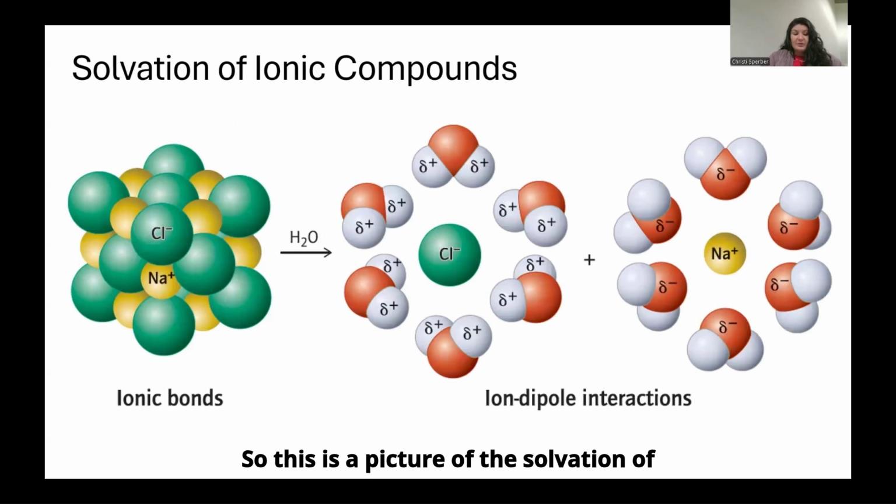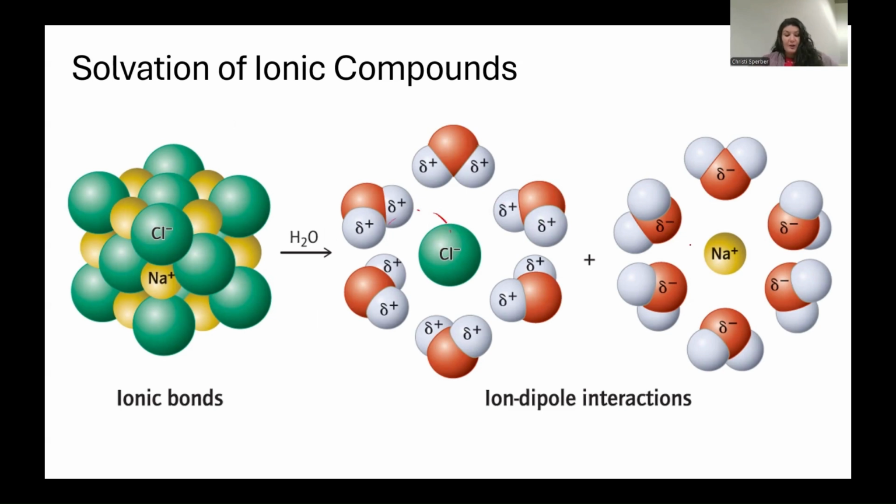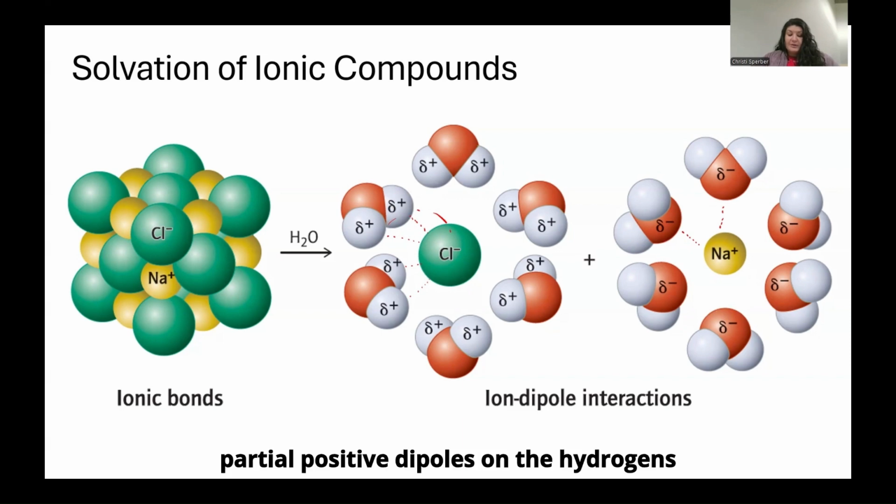So this is a picture of the solvation of ionic compounds. You can see here that the sodium cation forms ion dipole interactions with the partial negative dipole on the oxygen of several water molecules, and the chloride anion forms ion dipole interactions with the partial positive dipoles on the hydrogens of several water molecules. So that breaks up these ionic bonds between sodium and chloride.